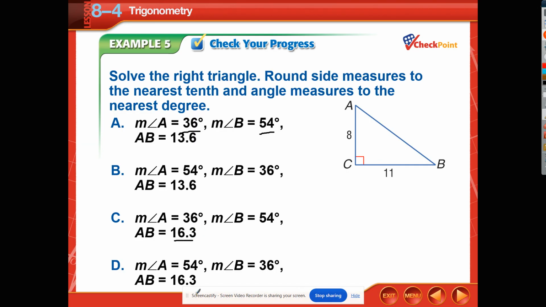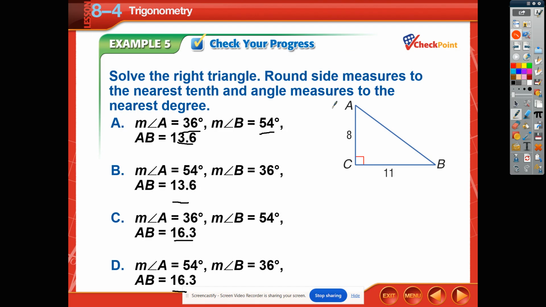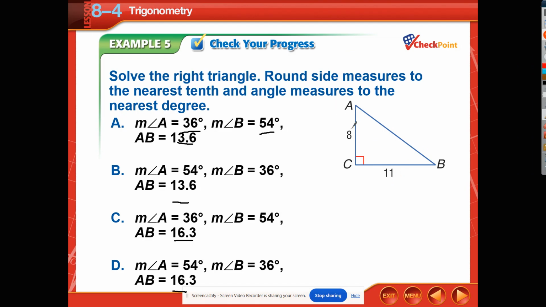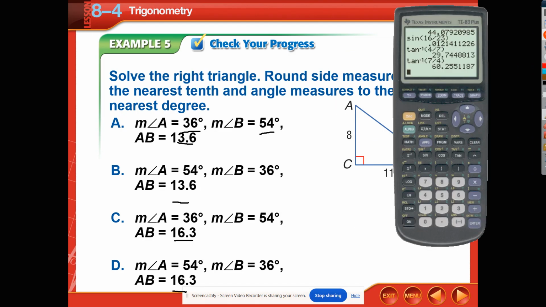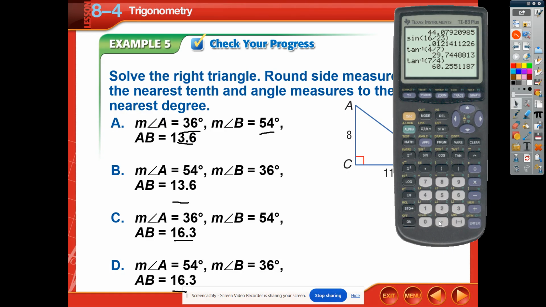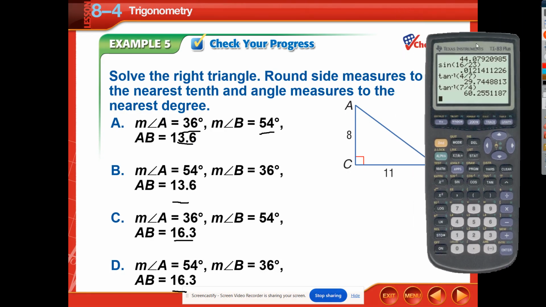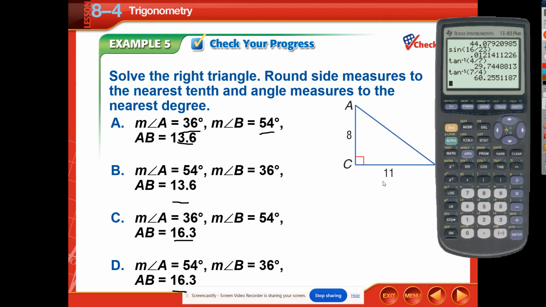Also, they have 2 different lengths for AB, so either 13.6 or 16.3. So solving this in any particular order is not really going to make it any faster to eliminate some of these, so it doesn't really matter which way we do it. I'll use my calculator. I'll go ahead and find the hypotenuse since that is the fastest way. That'll help me eliminate some. That should be 8 squared plus 11 squared, and then square root both sides. So the square root of 8 squared plus 11 squared, close parenthesis, is 13.6.